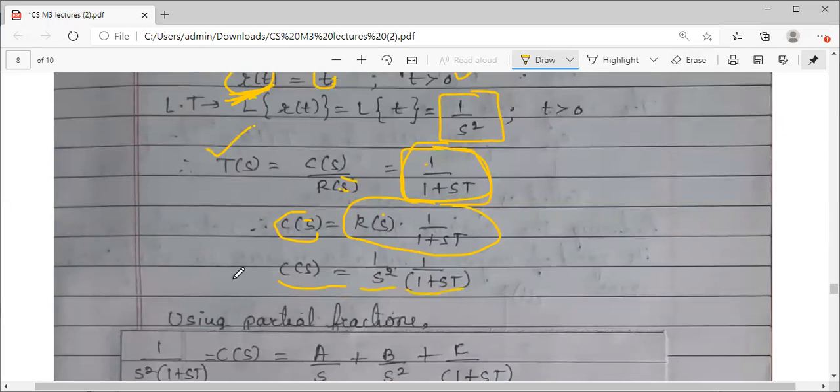Now what do I want further? I want the response C in the time domain. I don't want C of S, I want C of T. So I have to go for the inverse Laplace transform. But before applying the inverse, what will I do? I will try to keep the answer I got as simple as possible. For that, instead of multiplication, I want either addition or subtraction. How can I do that? Using partial fractions. Earlier also we have done the same thing.